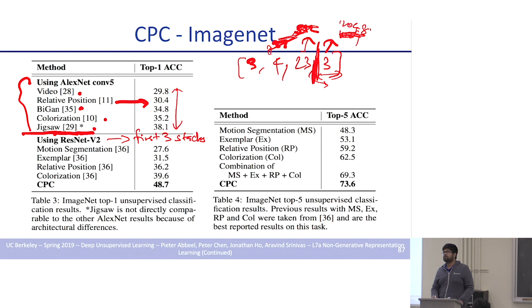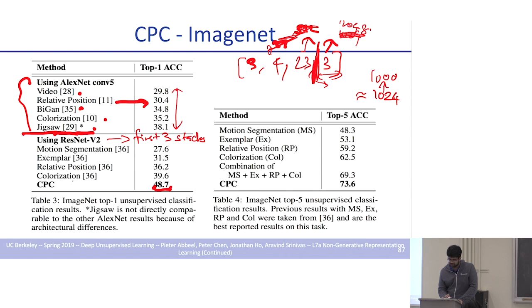ideally, if you're encoding an image for 1,000 categories, you might want to just hope that you have approximately 1,000, which is 1,024, hidden units that can encode whatever is needed for you to be able to predict these 1,000. This is just an aesthetic preference. You don't have to do it. So CPC gets 48.7 top one, which is close to 9 to 10% more than the previous best.